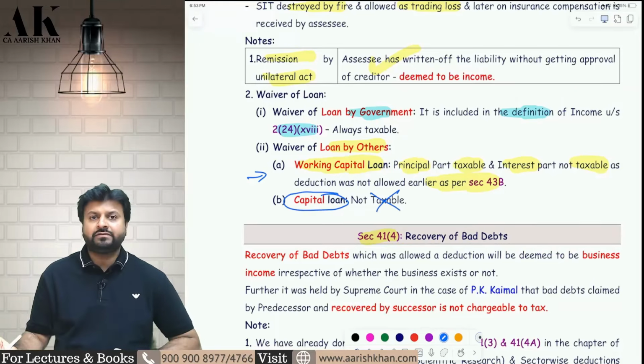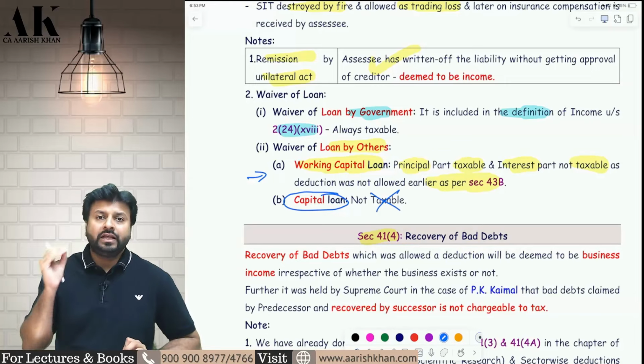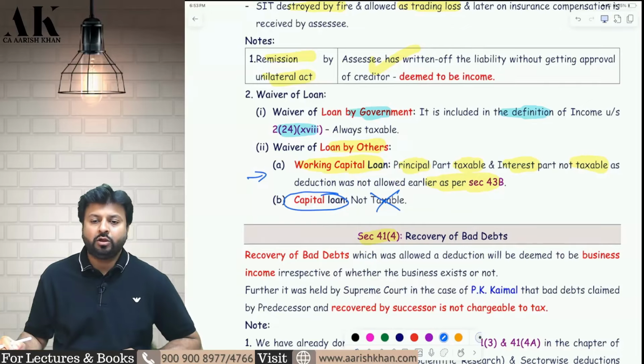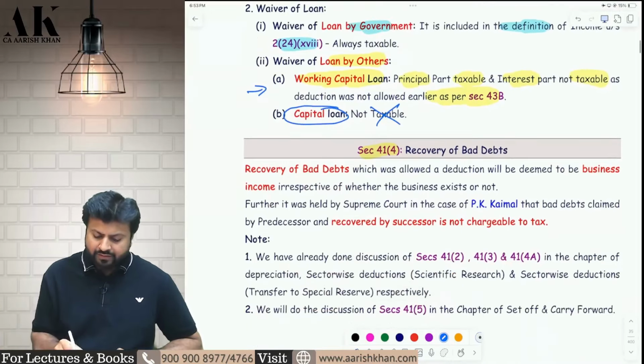Then that is not taxable if it is waived by the bank. Okay. Loan taken from a bank for fixed asset purpose, that is not taxable. Are you clear? I hope it is clear to all of you. Let's come to 41.4. What is 41.4?